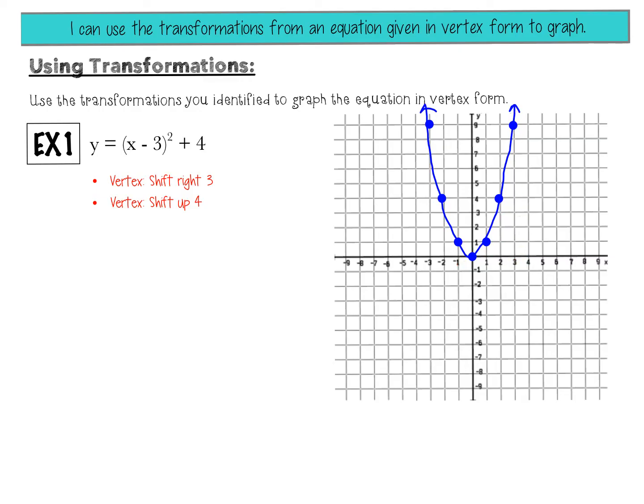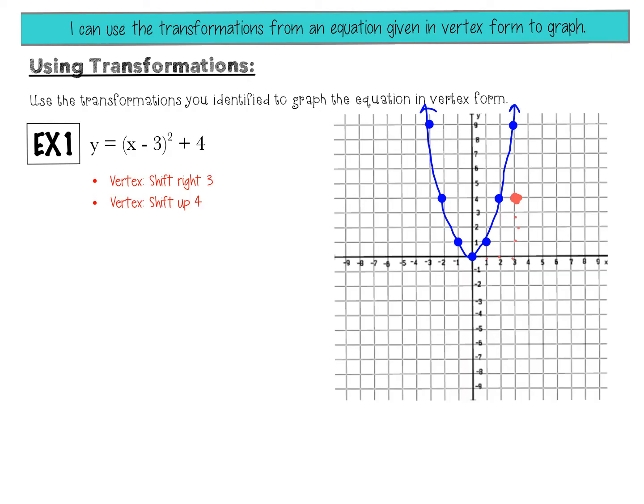and then reflect those same points. So in vertex form, this graph right here is going to take the parent graph and it's going to shift right 3 and up 4. Meaning that every point is going to shift right 3, up 4. So I'm going to start with the vertex, and it's going to shift right 3 and up 4. So this is now the vertex of my graph. So the point 1, 1 is going to shift over 3, up 4.